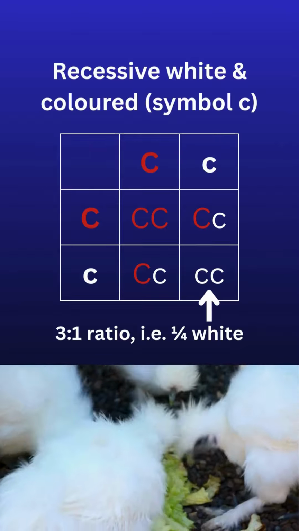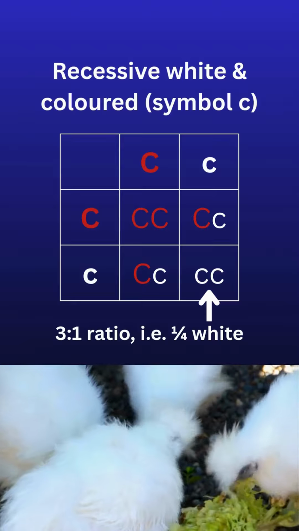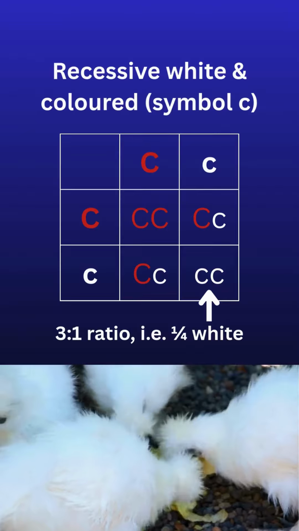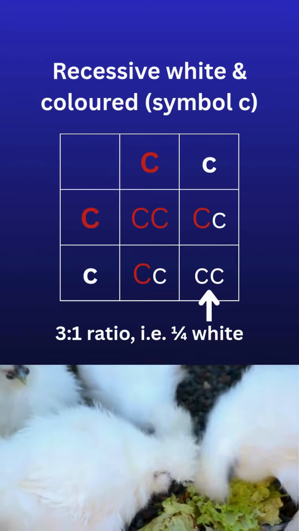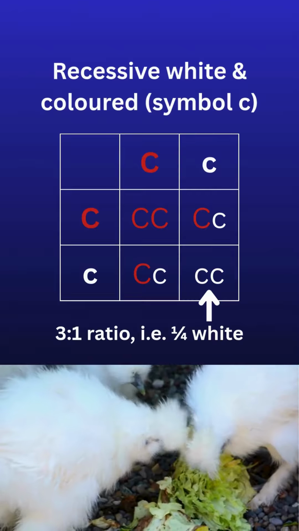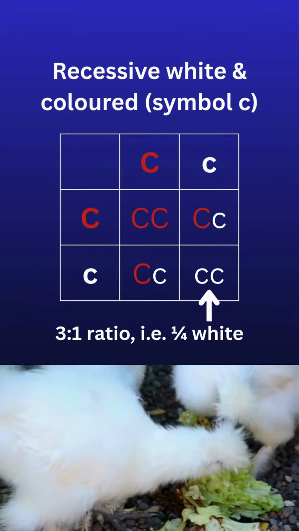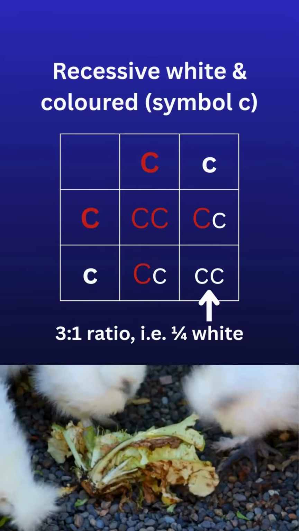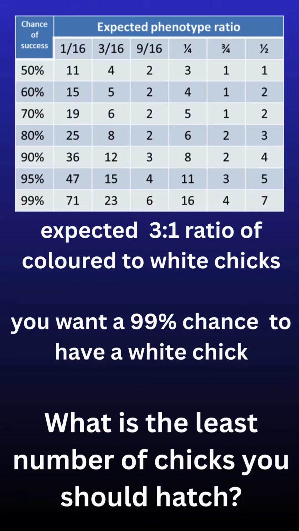Now you've got this, it's time to try one for yourself. Let's assume that you've got a cockerel and some hens who are carrying recessive white, and you would like to produce some white chicks from them. From a Punnett square, you can see that there's an expected 3:1 ratio of coloured to white chicks. Stop the video and work out the least number of chicks you should hatch to have a 99% chance of having at least one white chick.